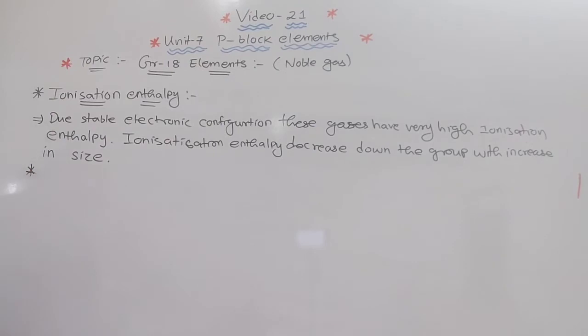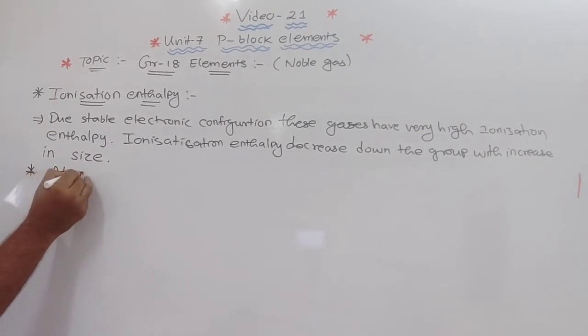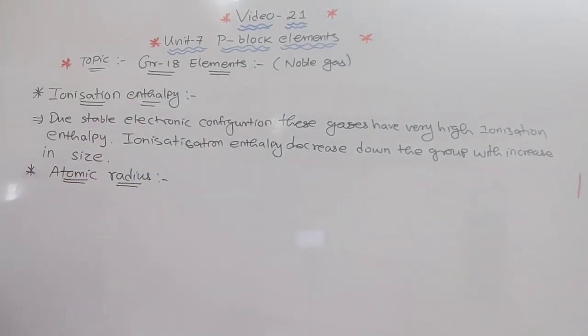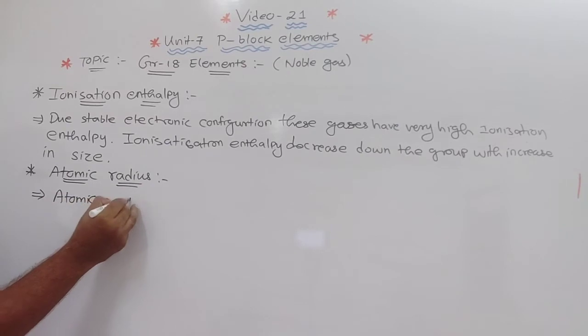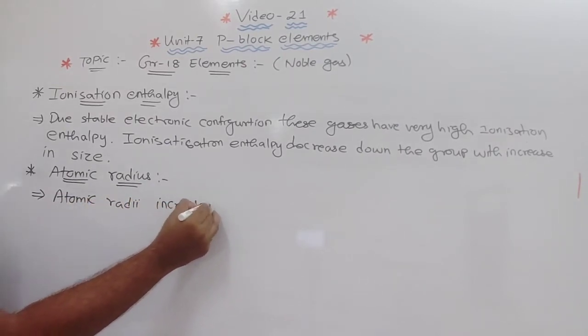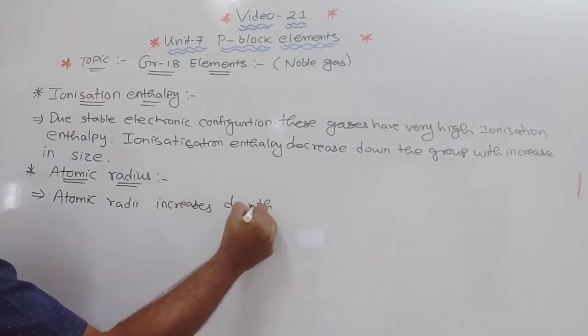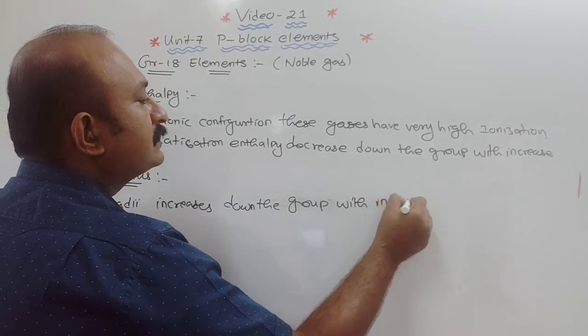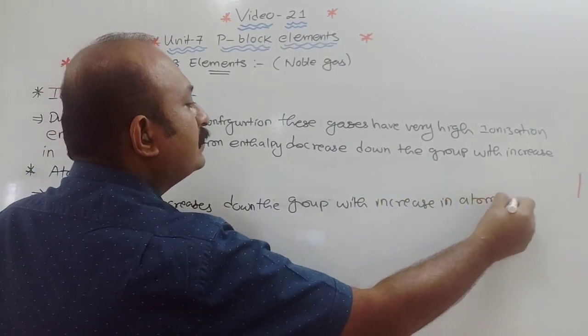Now the next one we are going to discuss is atomic radius. Electronic configuration over, ionization enthalpy over. Now comes the atomic radius. You can easily come to know that down the group, the atomic size increases. So we can write down: atomic radii increases down the group with increase in atomic number.